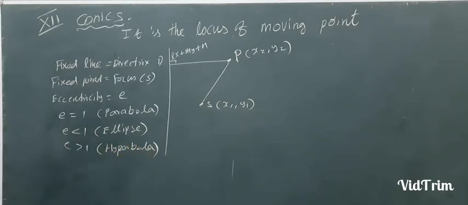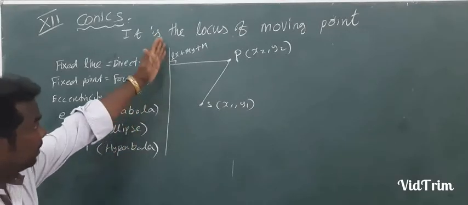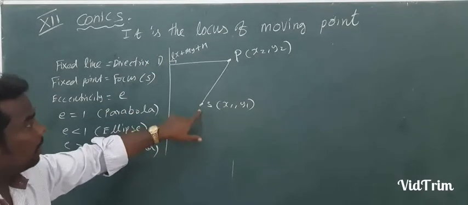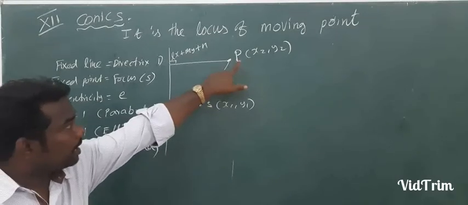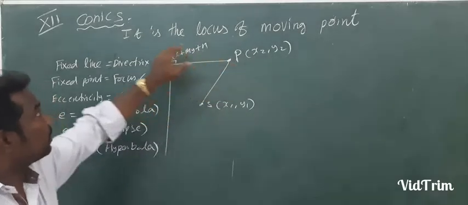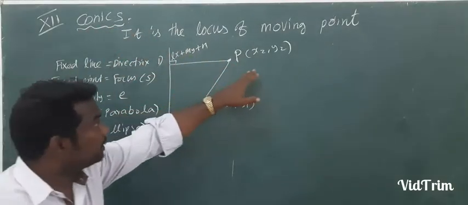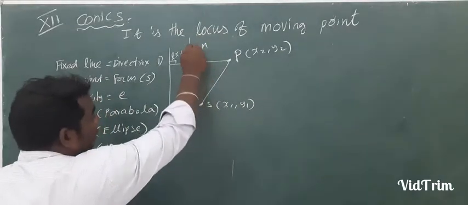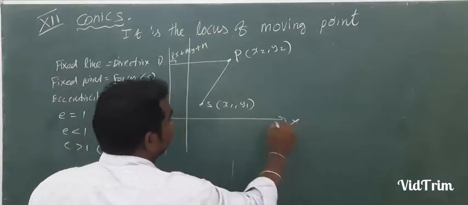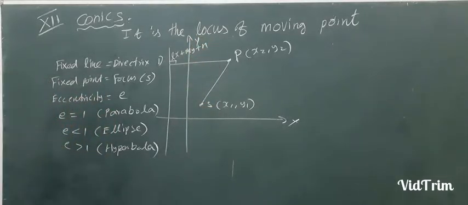These three concepts we are going to study in the 5th lesson of the 4th syllabus. The important point is that the fixed line and fixed point keep a constant ratio of distance from the moving point P, and the locus of that point is called a conic. We will denote x and y on the graph. That is a very important point of conics. First we are going to study E equal to 1, which is called the parabola.